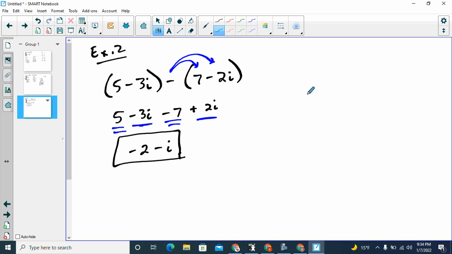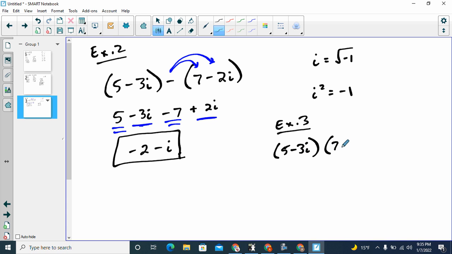We were also going to learn how to multiply these. We said earlier that i is equal to the square root of negative 1. I can square both sides, i squared. If I square this side, a squared and a square root cancel. So i squared equals negative 1. So in example 3, we are going to multiply. Let's go ahead and just multiply these two. 5 minus 3i times 7 minus 2i.